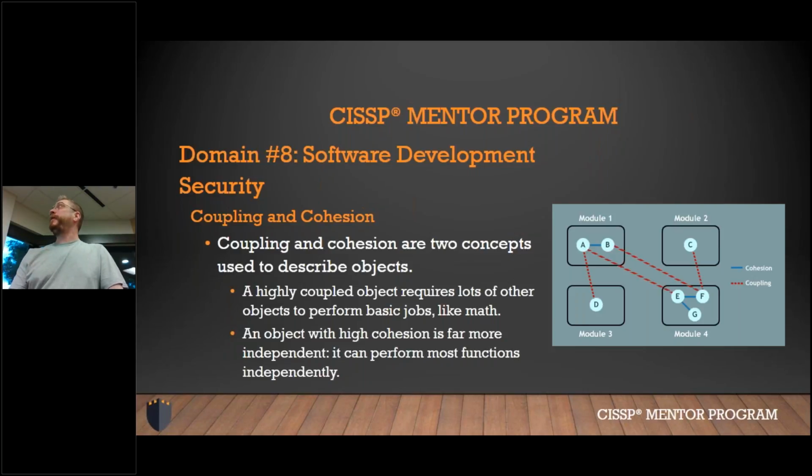Okay. So coupling and cohesion. Make sense? You just need to know the difference. Coupling, I need other pieces, I need other objects to complete my function. Cohesive, I'm independent.